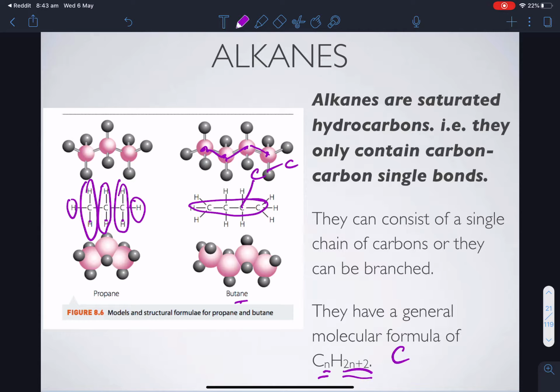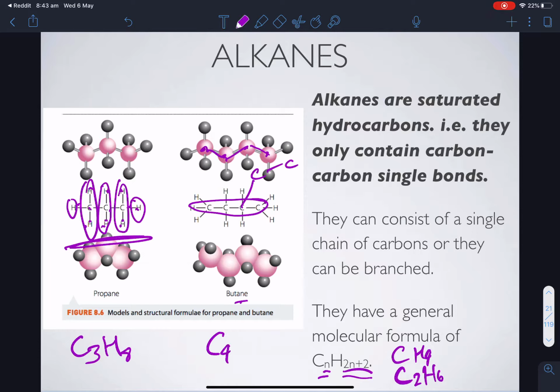So you're going to get, if it's carbon 1, H is 2 times 1 plus 2, which is 4. So CH4, which is our methane. If C equals 2, C2, H is going to be 2 times 2 is 4, plus 2 is 6, C2H6. And if it's C3, we're going to get H, 3 times 2 is 6, plus 2 is 8, C3H8. And that's what we see here in propane. 1, 2, 3, 1, 2, 3, 4, 5, 6, 7, 8 hydrogens.